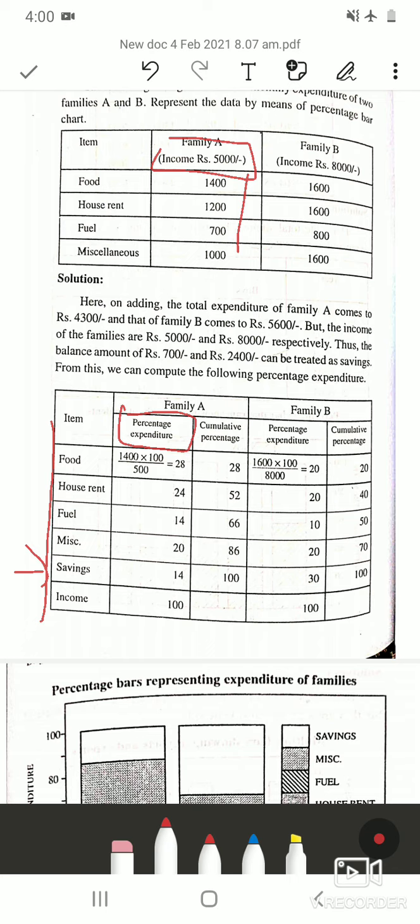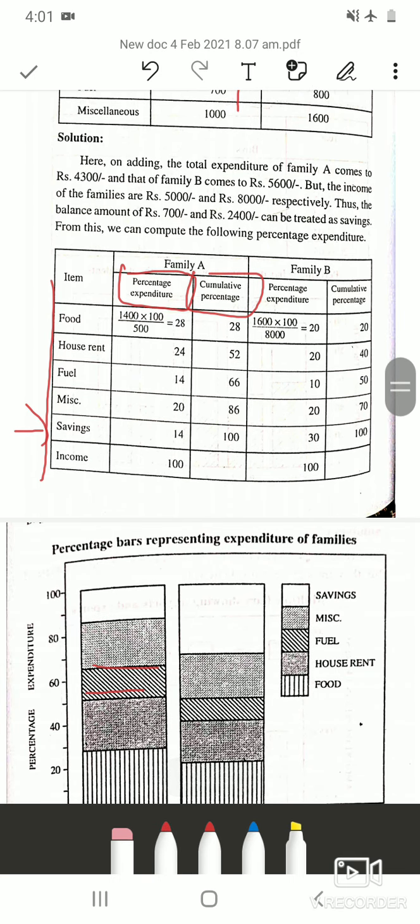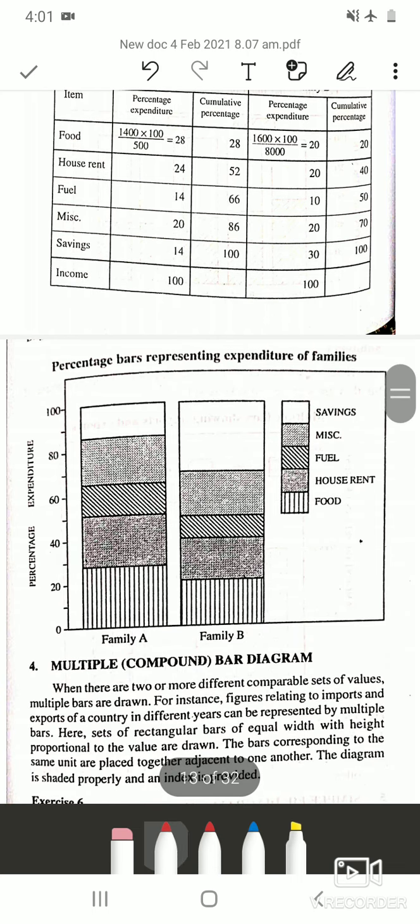So to convert, we will be using the percentage method, which is the given value into 100 divided by the total value, which is 5000 for family A. Once you get the percentage expenditure, then we will convert it into a cumulative percentage. The same thing is done for family B, and if another family was given, then the same thing will be done for family C also. So once you get this table, then it is time to plot the diagram. Here the percentage bar diagram represents expenditure of families.